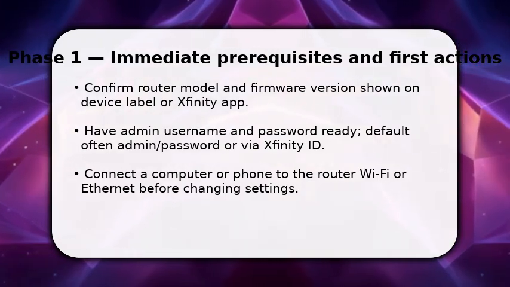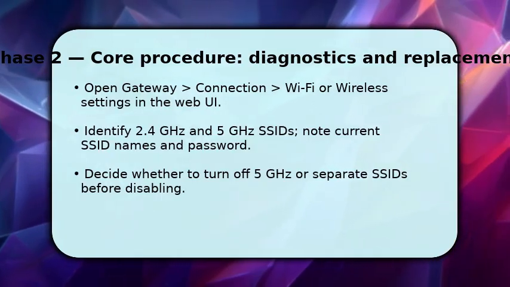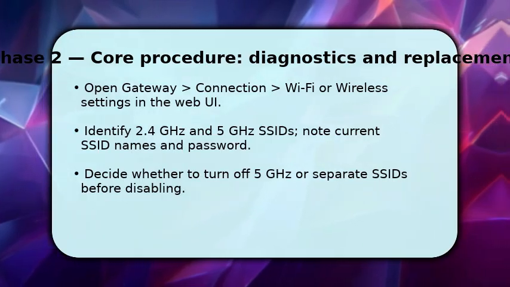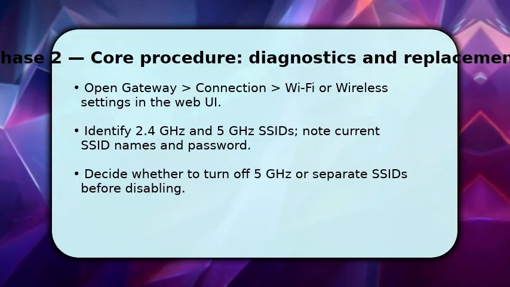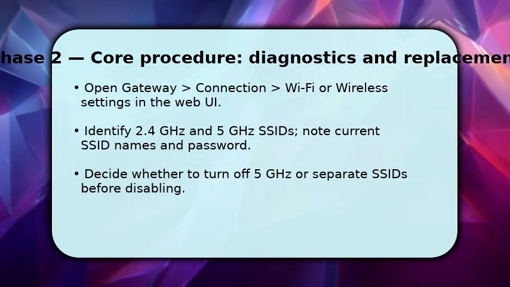Once logged in, navigate to the gateway or connection section, then choose Wi-Fi or wireless settings so you can view both bands. You'll see 2.4 GHz and 5 GHz entries. Take note of SSID names and the password because devices may need reconnection.